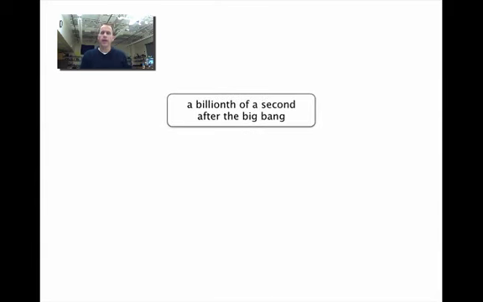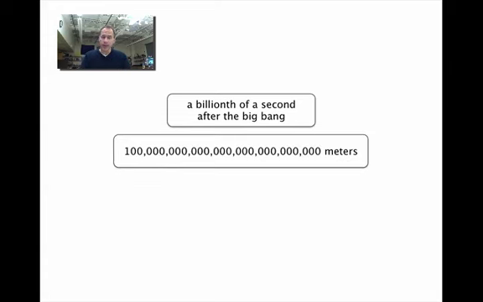And then sometime later, a billionth of a second after the Big Bang, the universe has expanded even more. And in that short amount of time, it's expanded out to 10 to the 25th, so 10 with 25 zeros after it, meters across. So this tremendous amount of energy that's stored in that softball-sized universe pushes the universe out and expands to something very, very large. And at this point is when electrons and protons and neutrons start to form from quarks.